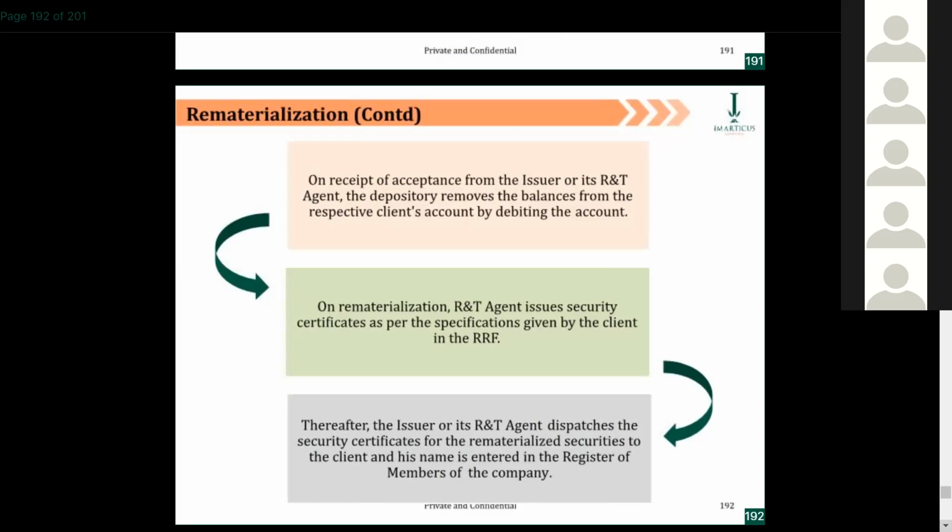So then the shareholder has these securities in electronic form in the records of the RT agent. The registered owner is depository. However, when he converts it into physical form, his name is added to the register of members.